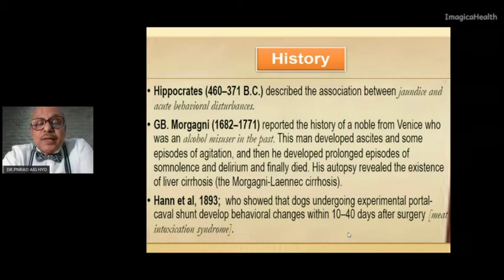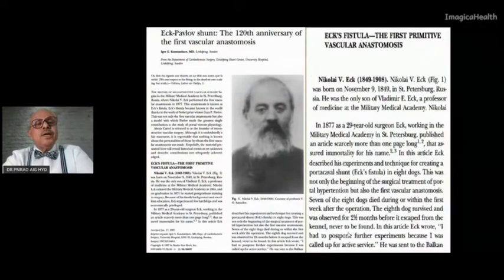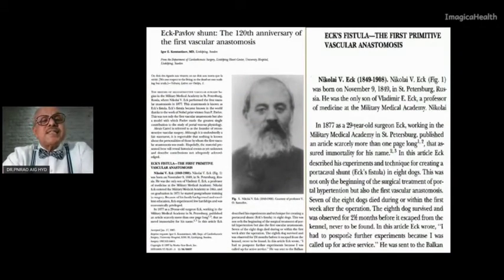Later, in 1893, it was shown that dogs undergoing experimental portal caval shunting developed behavioral changes within about 10 to 40 days after the surgery, and this was called meat intoxication syndrome. If you look at this, on the left-hand side, is the publication in 1997, the 120th anniversary of the first vascular anastomosis.